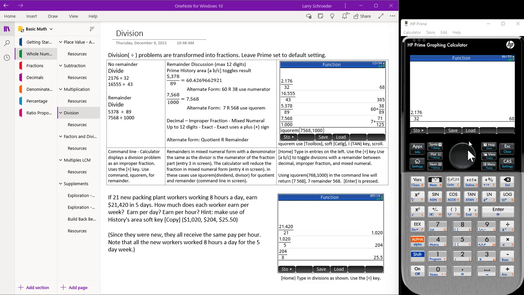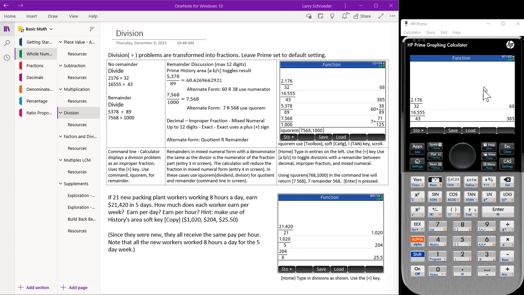The second problem is 16,555 divided by 43. Press enter, and we get the answer of 385. The last two problems had no remainders. They were terminating decimals. Now we need to look at problems where we do have a remainder.